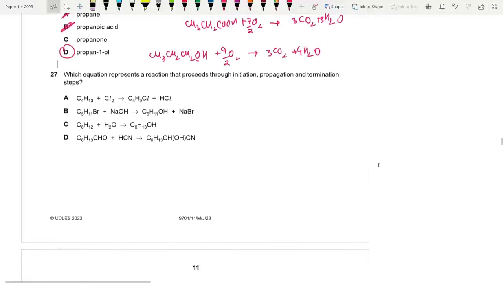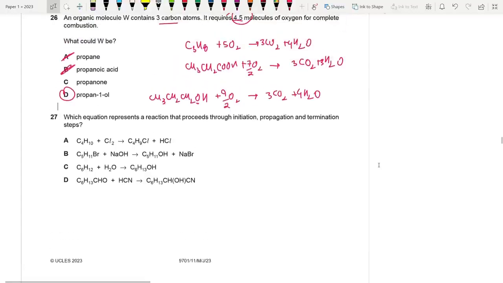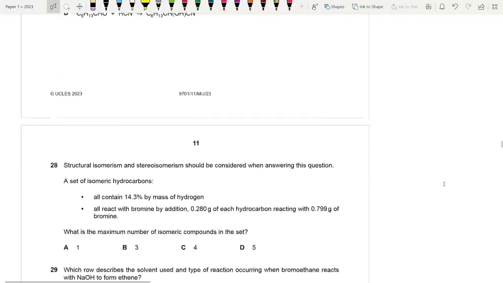27. Which equation represents a reaction that proceeds through initiation, propagation, and termination steps? Basically they are talking about free radical substitution here. So clearly that's A. Chlorine plus butane gives you a mixture of compounds. This is free radical substitution with an alkane plus chlorine, okay?